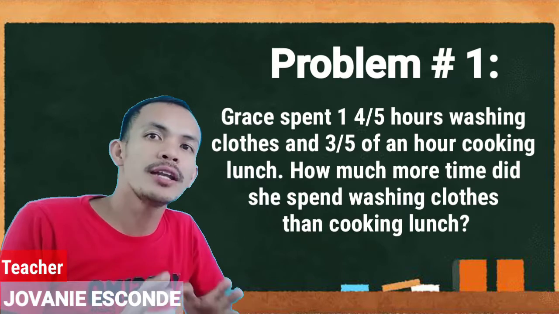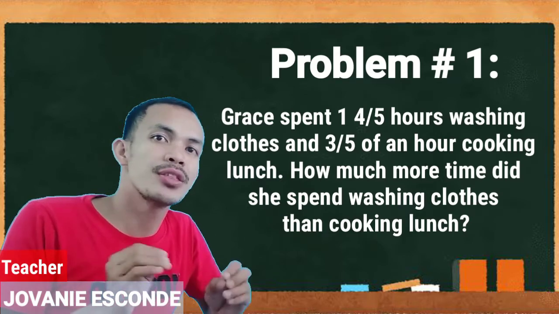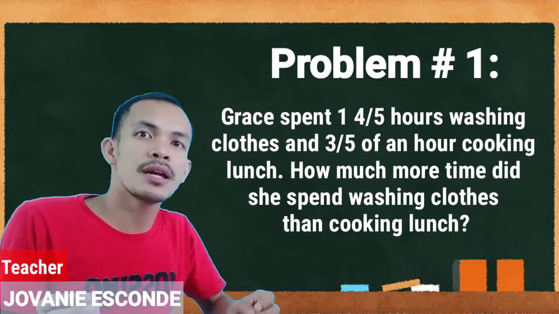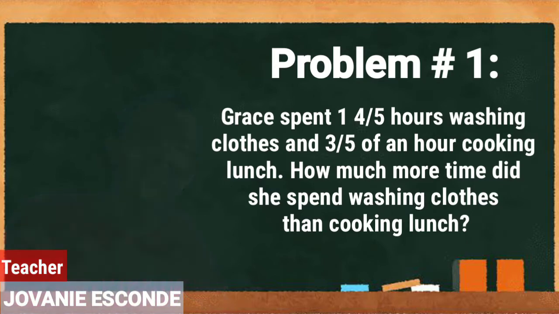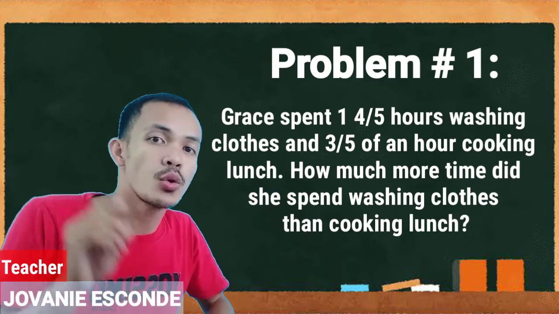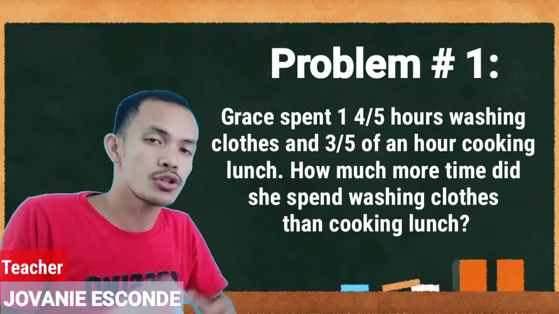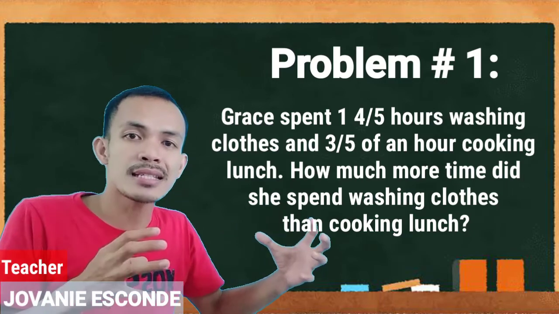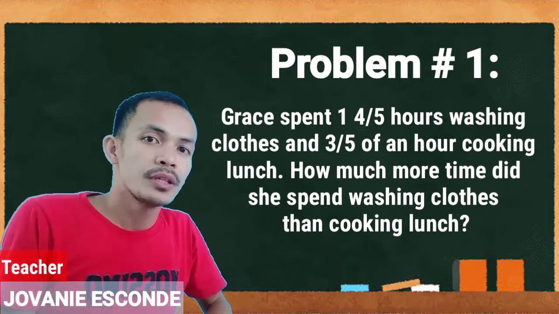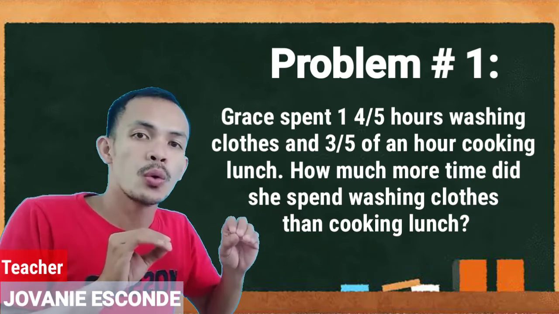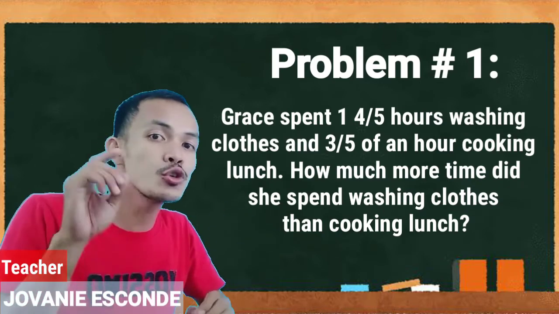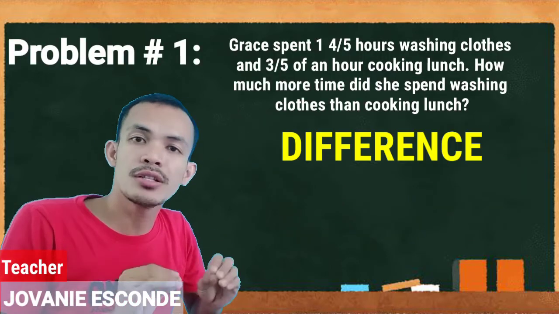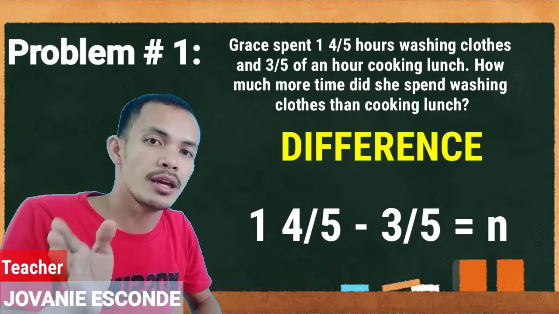Ray spent 1 4/5 hours washing clothes and 3/5 of an hour cooking lunch. How much more time did he spend washing the clothes than cooking lunch? It is very important to understand the problem because you cannot answer it directly if you do not really know what is asked. And of course, you need to know what mathematical operation is to be used in order to solve the problem. So we have to find the difference of 1 4/5 and 3/5.